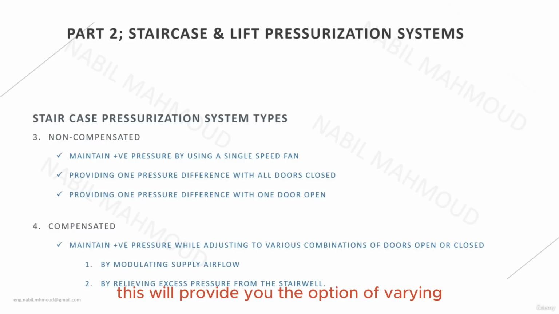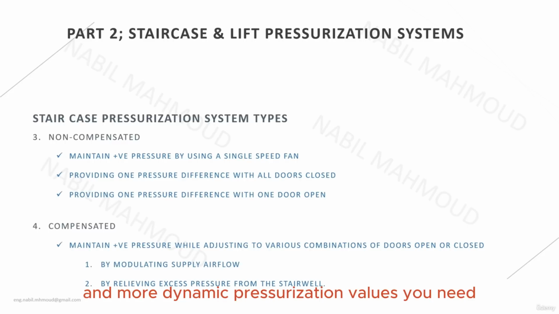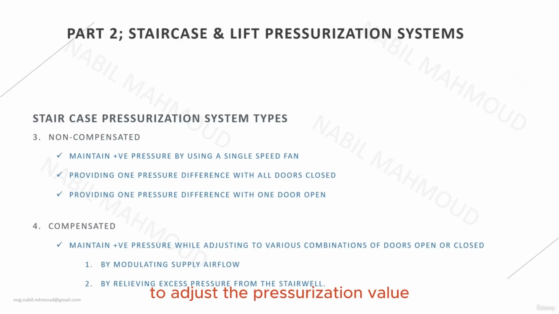This will provide you the option of varying the flow to respond to more dynamic loads of door opening and more dynamic pressurization values. You need also to know that the compensated system utilizes a pressure relief mechanism in order to get rid of the excess pressure that is accumulated inside the staircase. However, the non-compensated does not use that. And this flexible option provides you more flexibility to adjust the pressurization value inside the staircase, more than using a single speed fan for a non-compensated system.